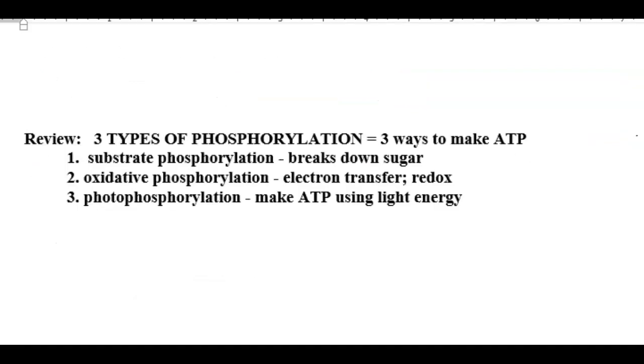So we have gone through 3 types of phosphorylation. Remember, phosphorylation just means making ATP. Substrate phosphorylation, when you're taking a phosphate off of a molecule, in this case off of glucose, that phosphate is going to get put on ADP to make ATP. Oxidative phosphorylation, dealing with electron transfer, redox, chemiosmosis. Photophosphorylation is in the light reactions, making ATP using light energy.